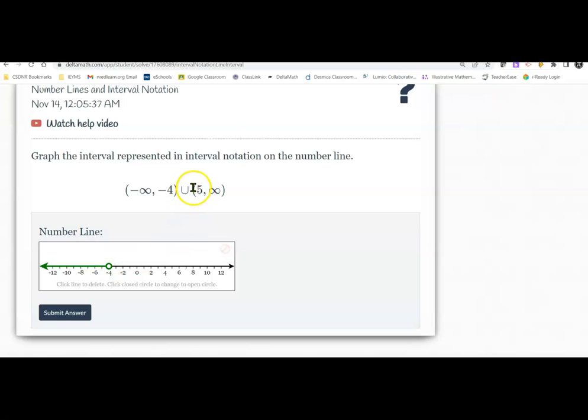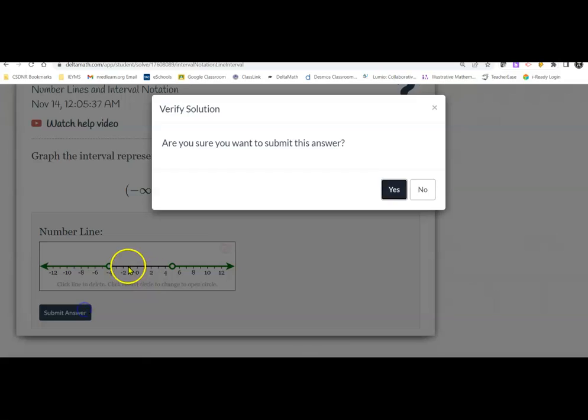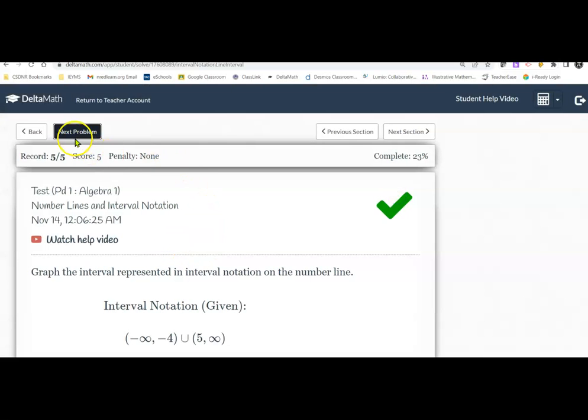Now the union is a joining of either this one or that one. So it starts at 5. Click once, drag your arrow towards infinity. The 5 has a parentheses, so I'm going to open that circle. And there is my union.